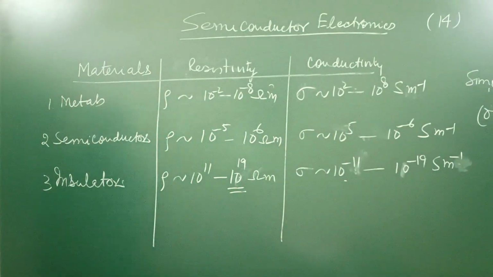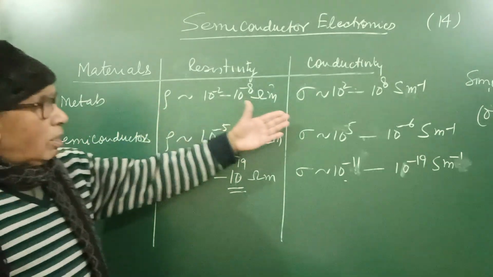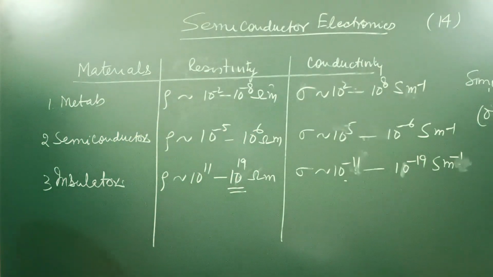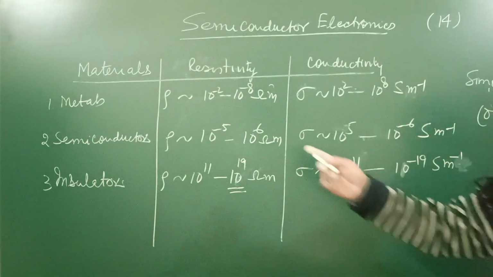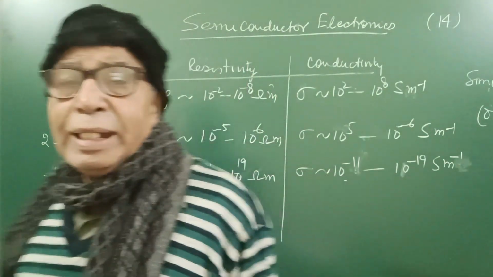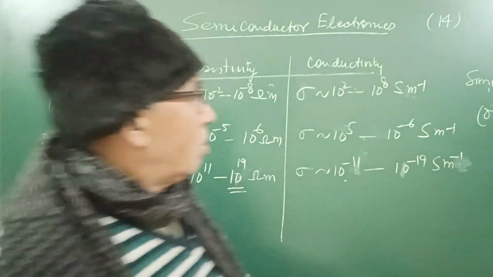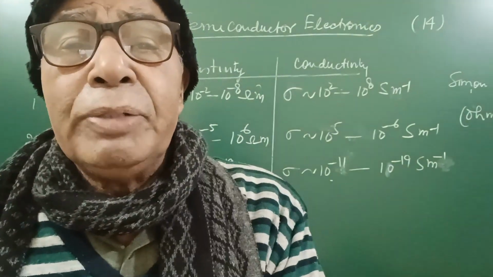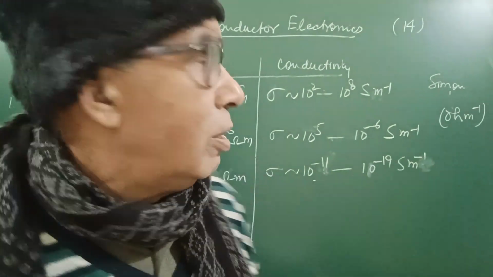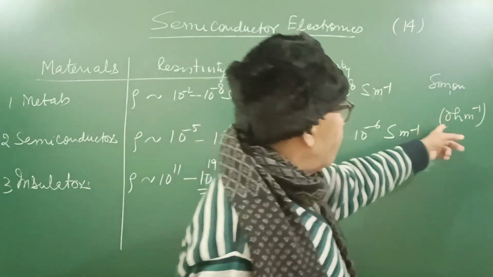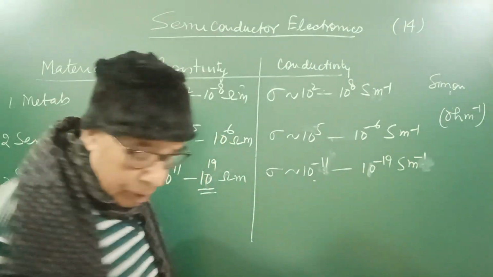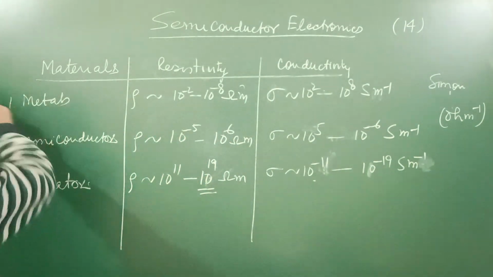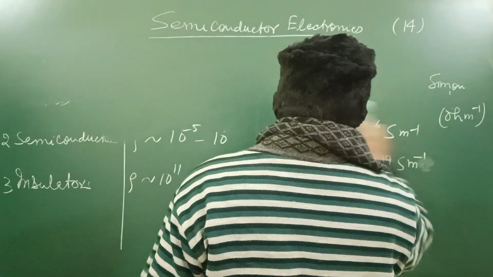So this is simply here. Still, we will differentiate these three using some other concept. This differentiation of material is based on their conductivity and resistivity. Siemens is ohm inverse per meter. Ohm inverse को Siemens बोलते हैं. So now I come to semiconductors. Basically this chapter is of semiconductors.